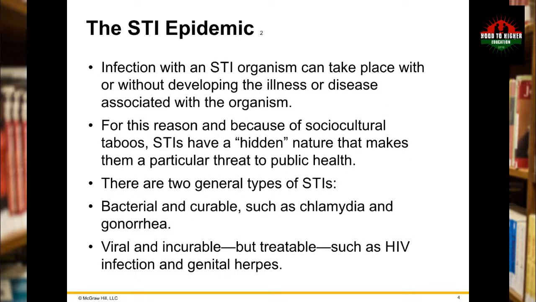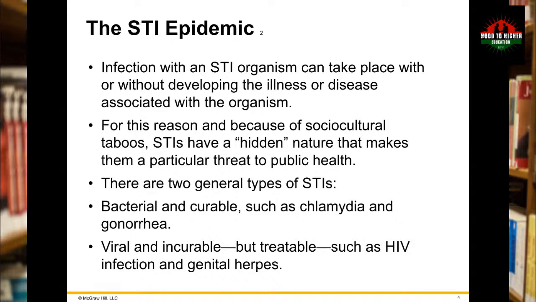The STI epidemic. The infection with an STI organism can take place with or without developing the illness or disease associated with the organism. For this reason, and because of sociocultural taboos, STIs have a hidden nature that makes them a particular threat to public health.